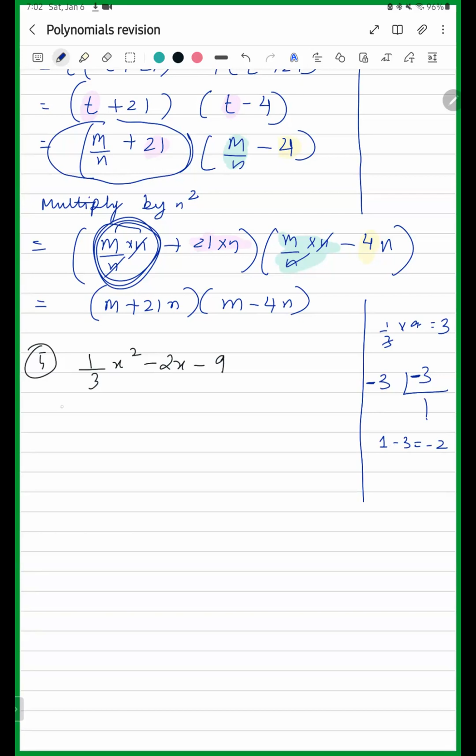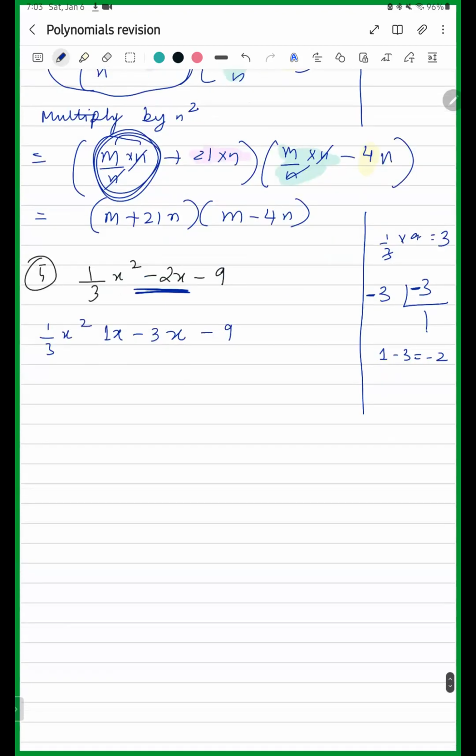So 1 by 3 x square as it is. Minus 2x. Now this minus 2x will get replaced by 1x minus 3x. Okay. Minus 9 plus 1x. Don't forget to write plus 1x. Why plus 1? Because this is positive. There's no sign in front of it, means it is positive. So here we will take 1 by 3x as common.